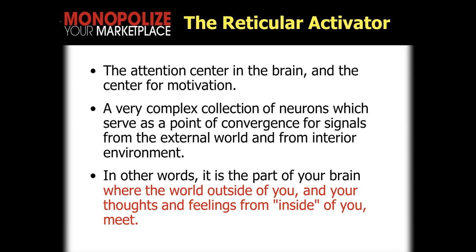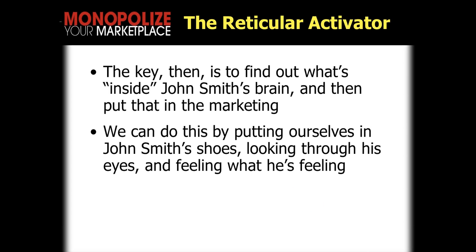Now, here's the key to find out what's inside John Smith's brain and then put that into marketing. We put ourselves in John Smith's shoes, looking through his eyes and feeling what he's feeling. So what we want to do is understand what kinds of things are familiar, unusual, or problematic. If we can do that, then we're going to land what we call a John Smith reticular activator bullseye, okay?